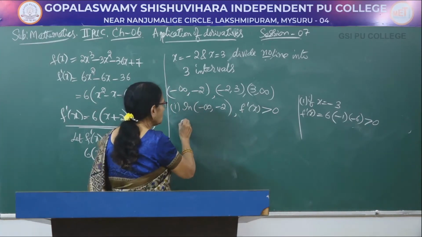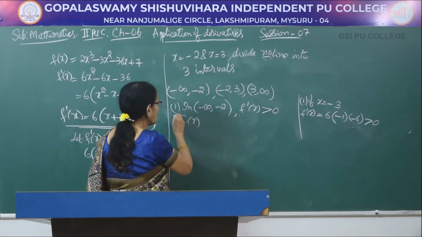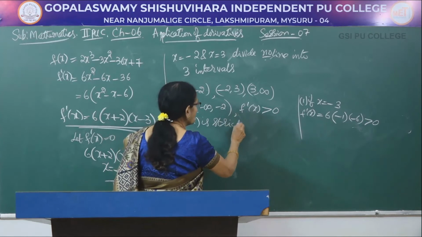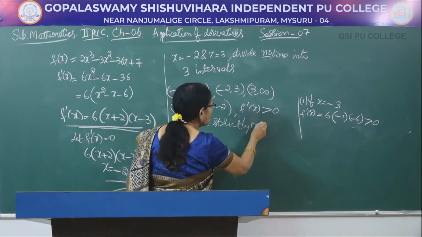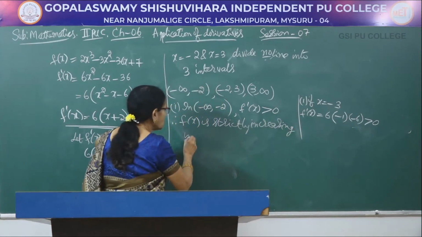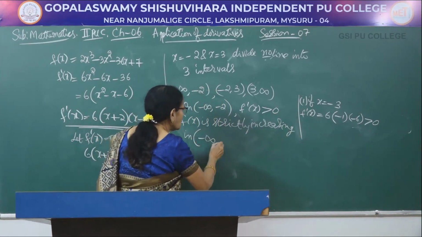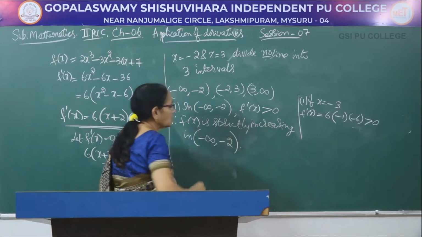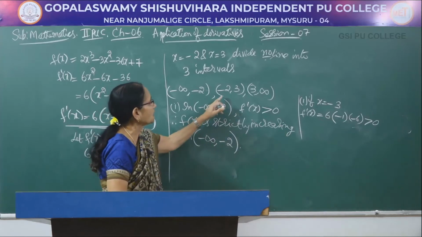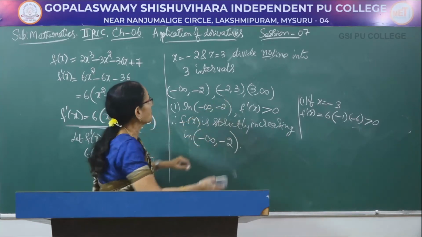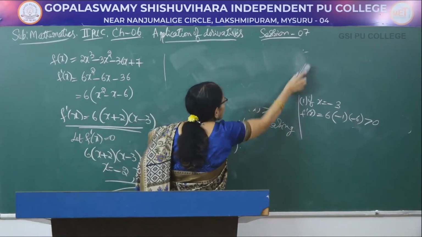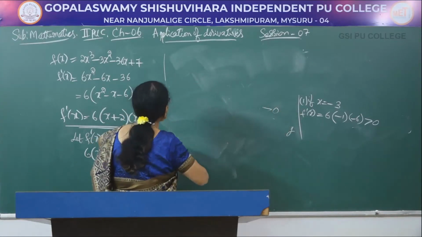So, you write that f x is, therefore, strictly increasing. Strictly increasing in which interval? In the interval minus infinity to minus 2. So, this is the first part. Now, what is the second interval? Minus 2 comma 3. One by one we will be discussing all the intervals. So, one interval is over.